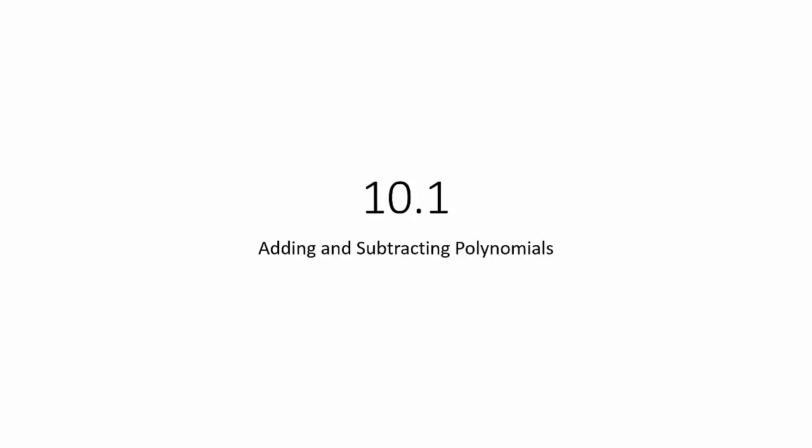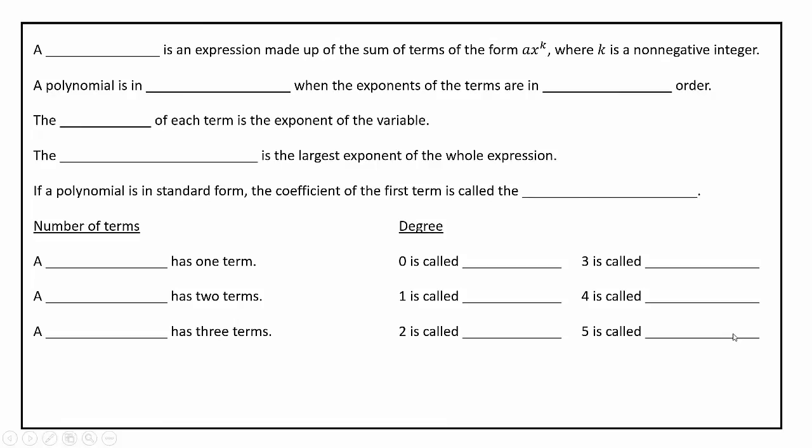So if we look at some of this vocab, the first blank here says a blank is an expression made up of the sum of terms of the form ax to the k, where k is a non-negative integer. This is polynomial.